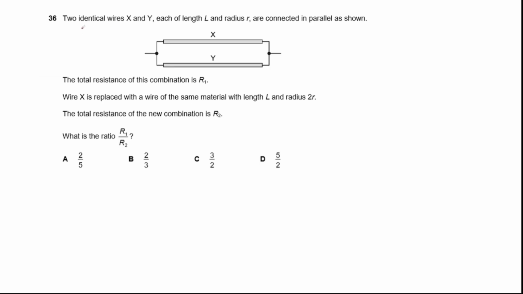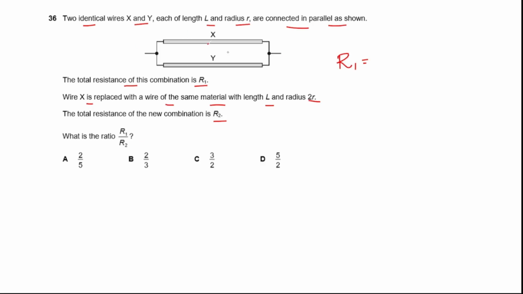Question number 36. Two identical wires X and Y, each of length L and radius R, are connected in parallel as shown. The total resistance of this combination is R1. The wire X is replaced with a wire of the same material with length L and radius 2R. The total resistance of the new combination is R2. What is the ratio of R1 divided by R2?